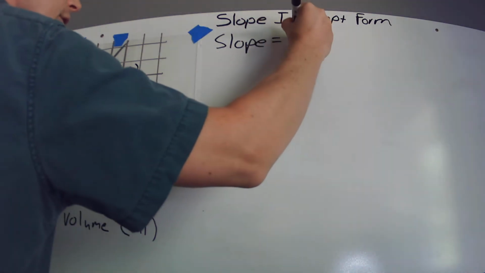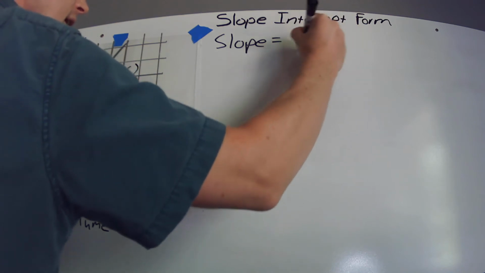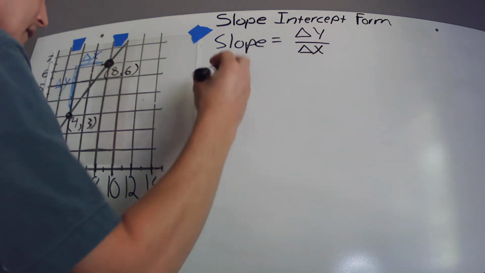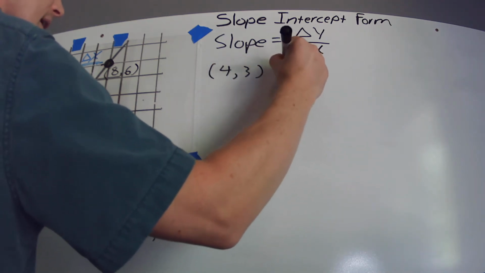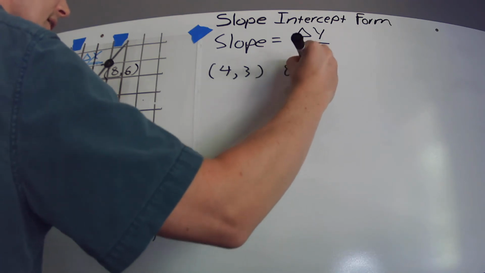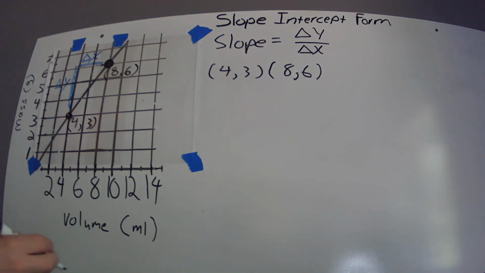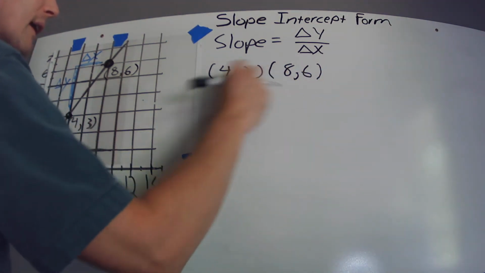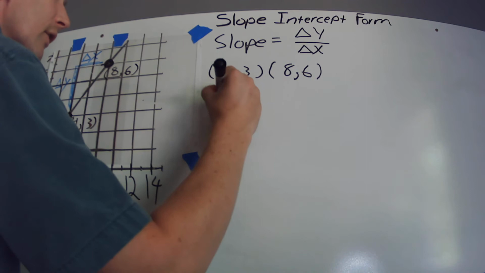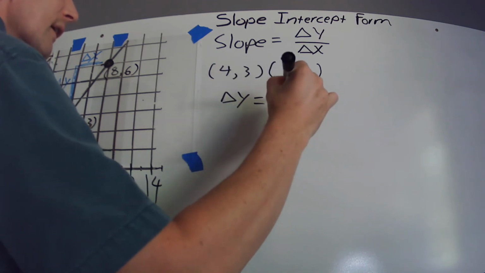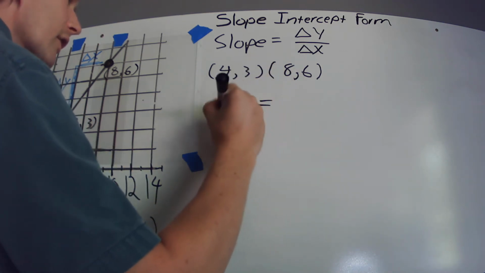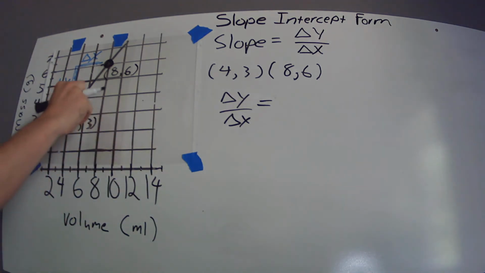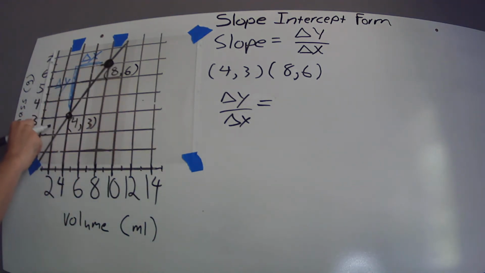Okay? So slope essentially just equals the change in y divided by the change in x. And if my first point is 4, 3, and my second point is 8, 6, all I need to find then is the change in y divided by the change in x, right? So the change in y for these 2 points is here. Change in y over the change in x. My change in y is, it goes from 3 to 6.